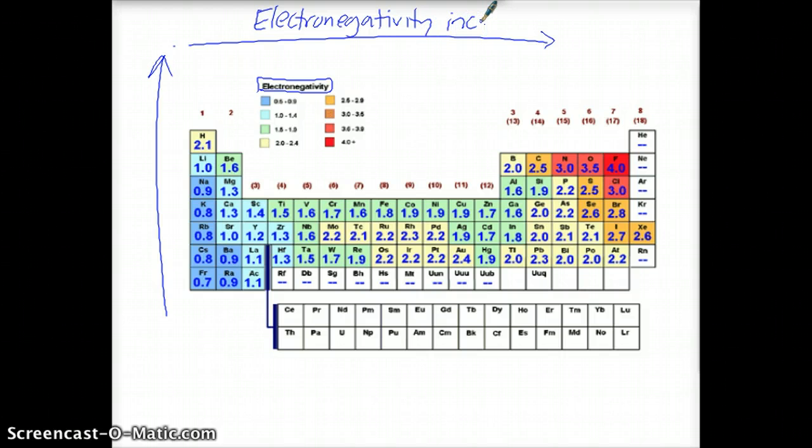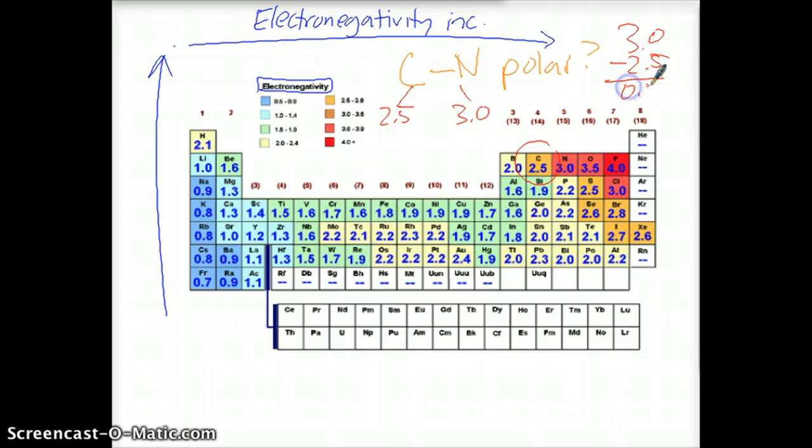In order to figure out how polar a bond is, we need to get the difference in the electronegativities between those two elements. So for example, let's say we wanted to know if a carbon-nitrogen bond was polar. We need to find the electronegativities of those elements. Carbon has an electronegativity of 2.5, and nitrogen has an electronegativity of 3.0. So the difference between these two, remember difference in math means subtract. Always do the bigger number minus the smaller number. So 3.0 minus 2.5, 0.5.